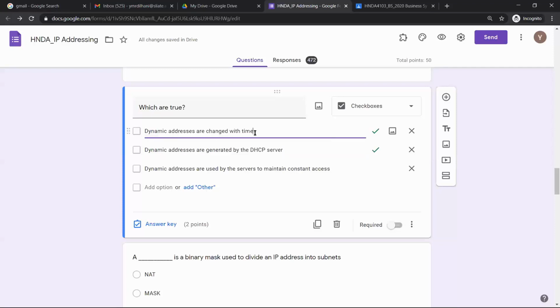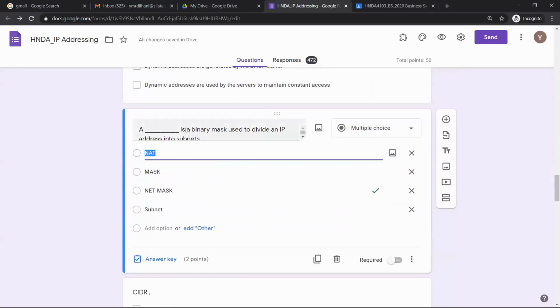Change with time means, if you turn on your laboratory machine today and tomorrow as well, the address you get today will be different from the address you will have tomorrow. It will change from time to time. But if you have a static IP address, it will not change, because you manually assign it to each and every machine. Therefore, static addresses do not change. But dynamic addresses will change from time to time. When you restart your machine, again you will have another IP address.